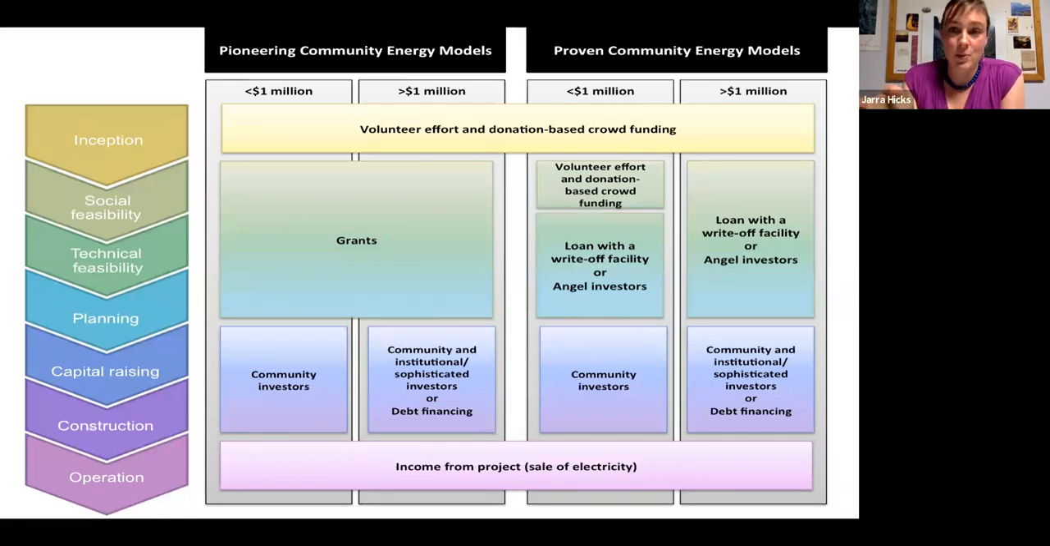And in the early stages of almost any community energy project, it's going to be volunteer effort and donations and possibly grants that really gets you going in that first instance. And then other sources of finance will come in and different options will be available. If it's a pioneering model, it's going to be more likely that you're going to be able to access a grant.